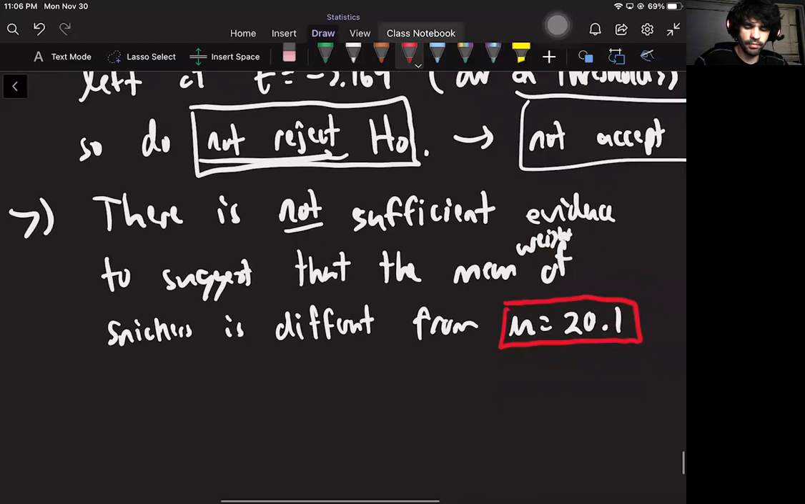But in any case, this is the end of the problem. So next time I will do another example.